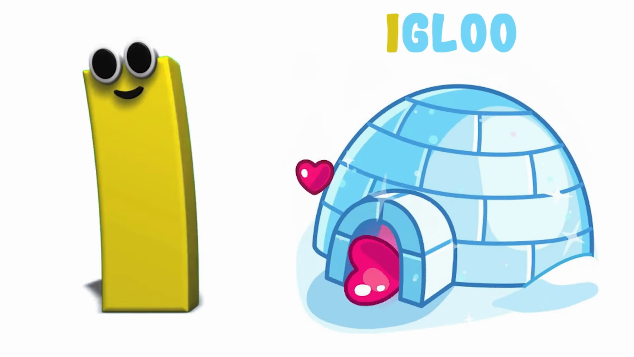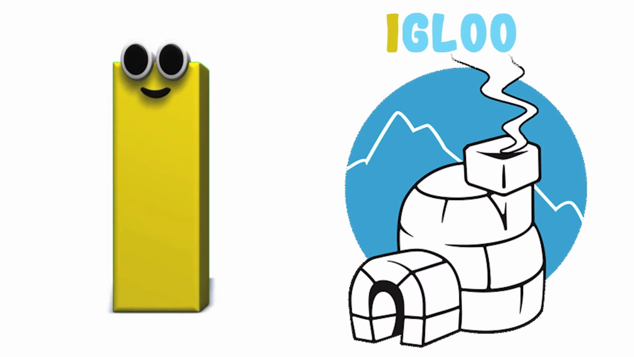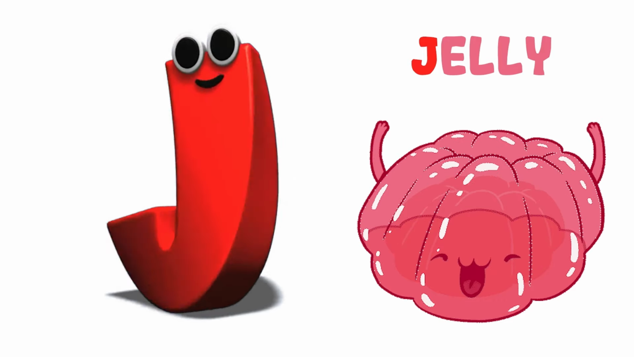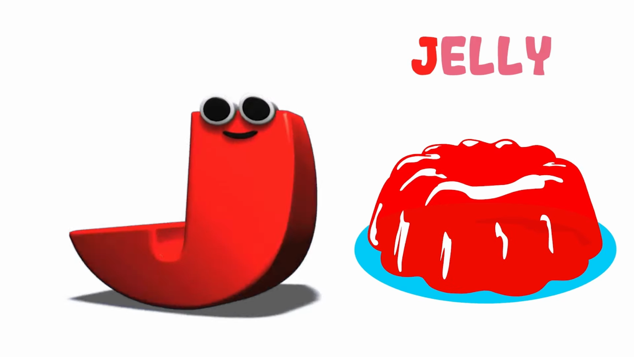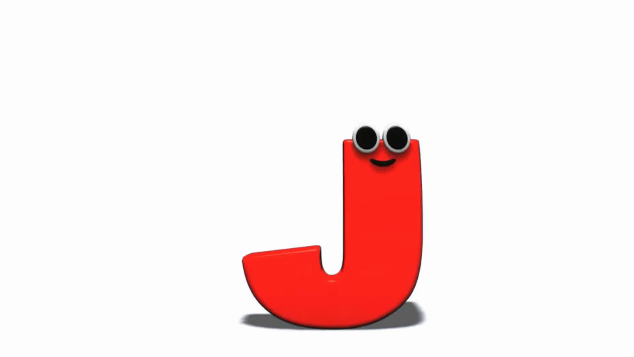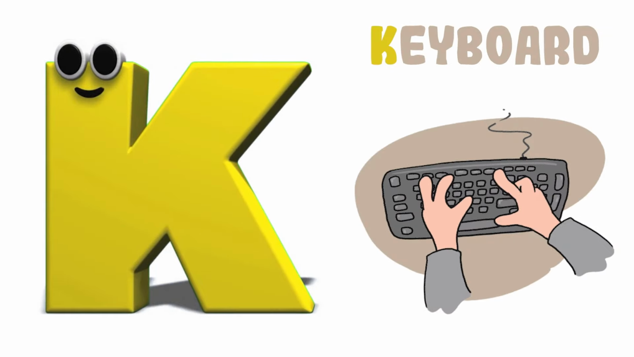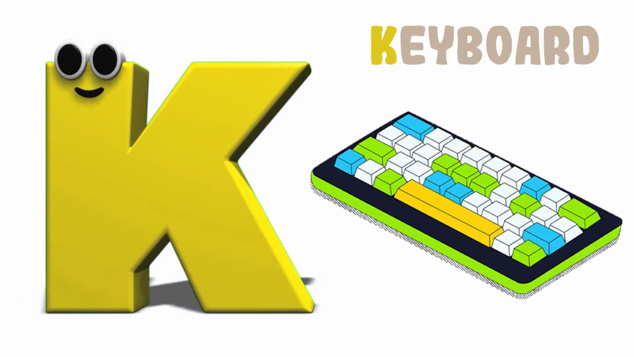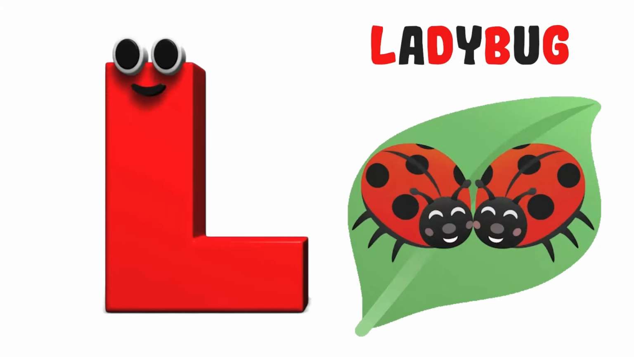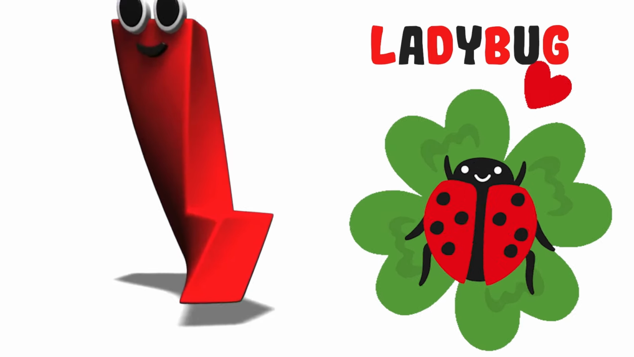I is for igloo, I, I, igloo. J is for jelly, j, j, jelly. K is for keyboard, k, k, keyboard. K, keyboard. L is for ladybug, ooh, ooh, ladybug.